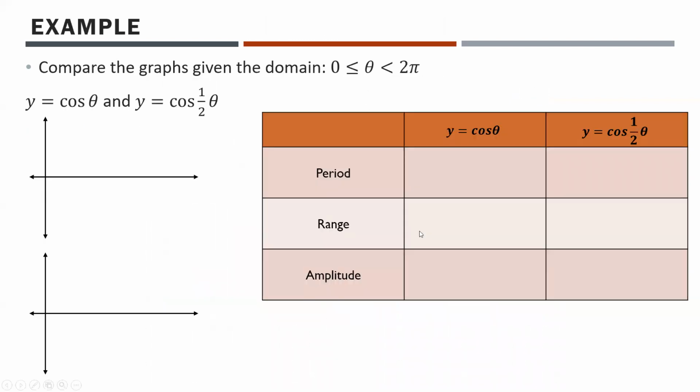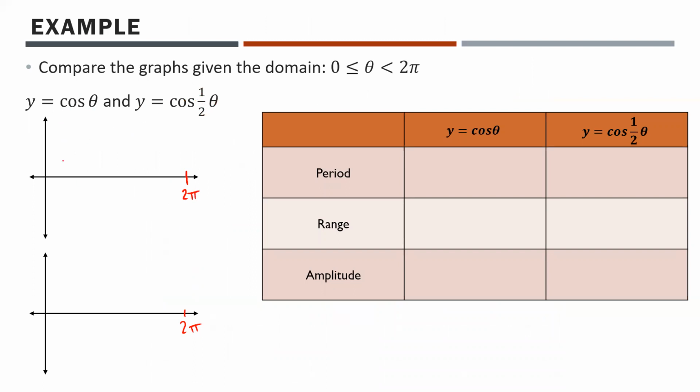Let's do one really quick example on this. Compare the graphs given by the domain 0 to 2 pi. So once again, 2 pi is our domain here, 0 to 2 pi, I should say. We're dealing with cosine theta and cosine 1/2 theta. Let's not worry about this one at first. Let's just get the cosine graph drawn.